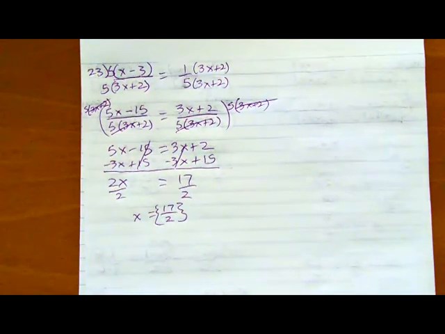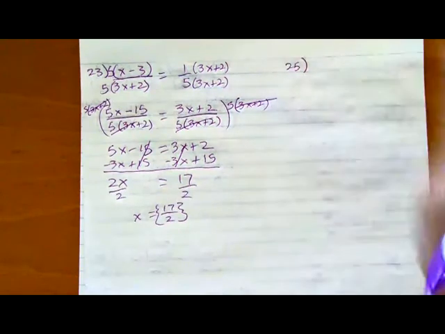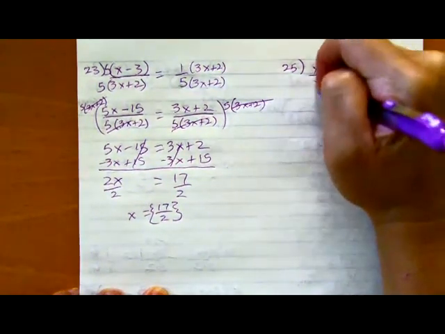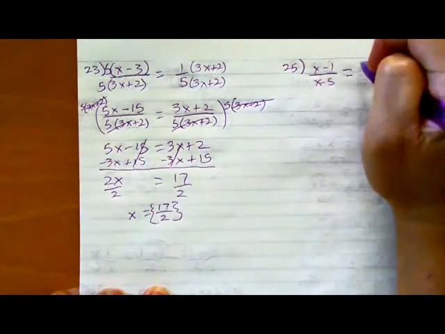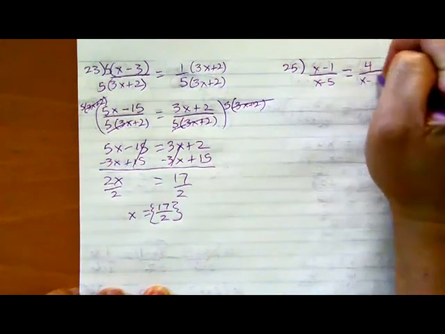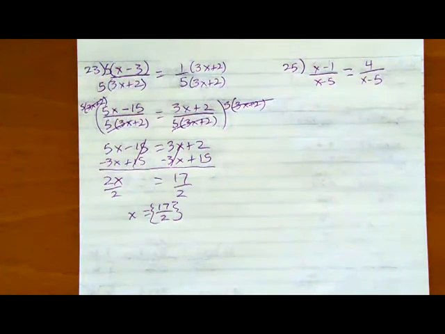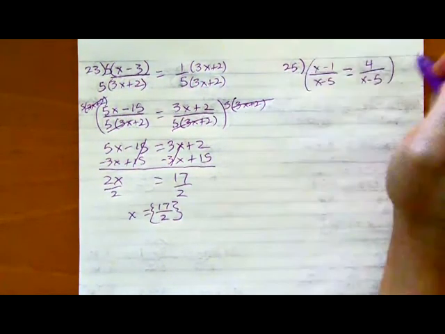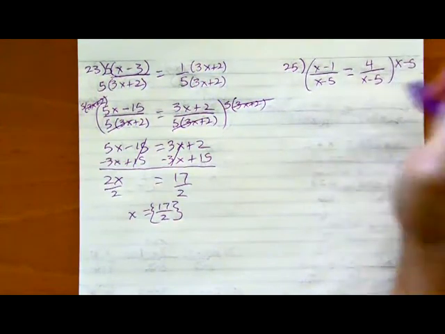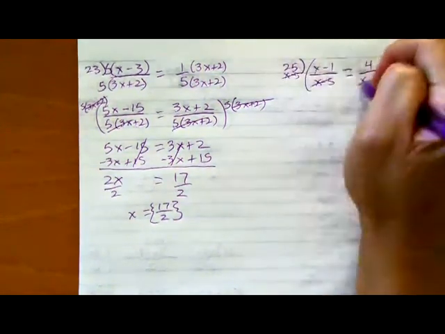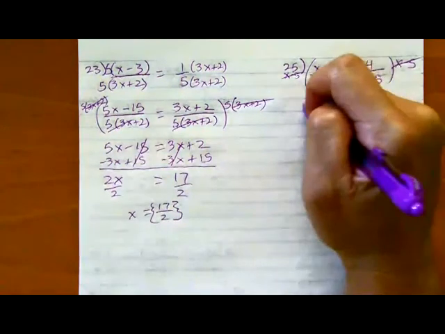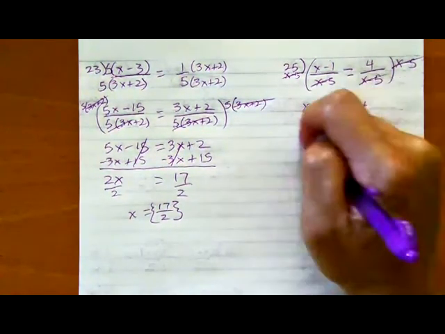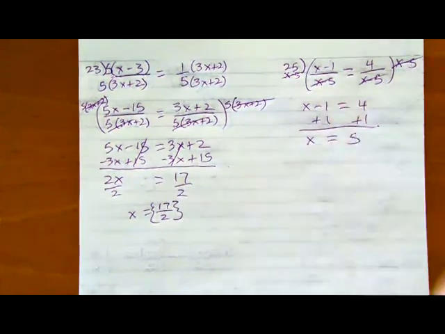Number 25. (x minus 1)/(x minus 5) equals 4/(x minus 5). Oh, this was easy. Denominators match. So if I multiply both sides by x minus 5, that'll cancel the denominator. x minus 1 equals 4. Everybody okay?